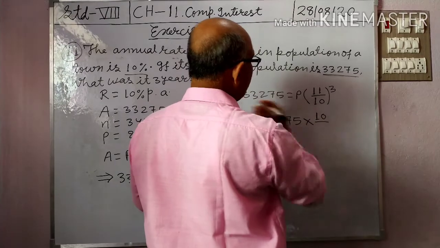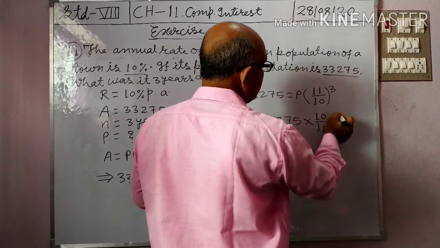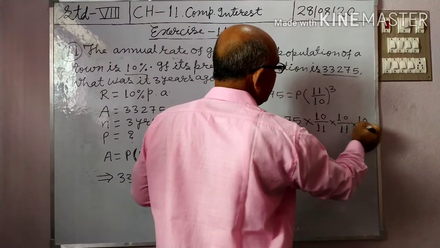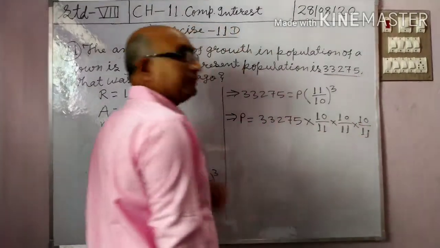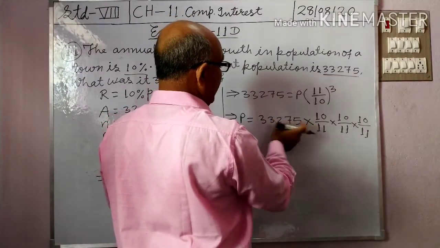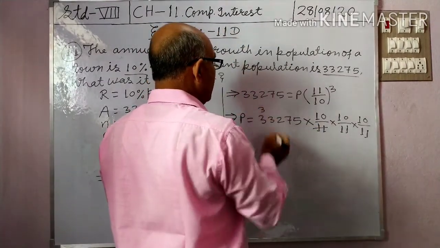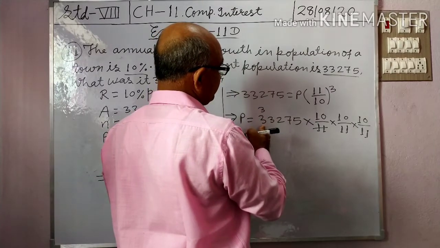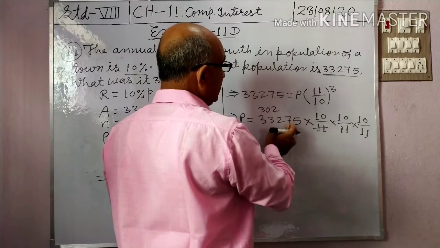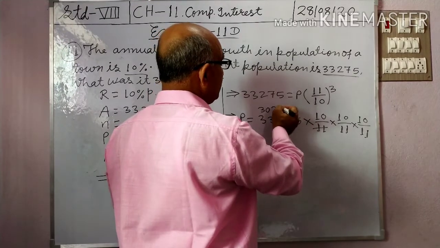10 by 11, by transposition 11 by 10 changes into 10 by 11, into 10 by 11, into 10 by 11. So cancel it. 33,275 is divisible by 11. 11 threes are 33, 2 and 7 so 0, 11 twos are 22, 5 and 5 is 55, 11 fives are 55.